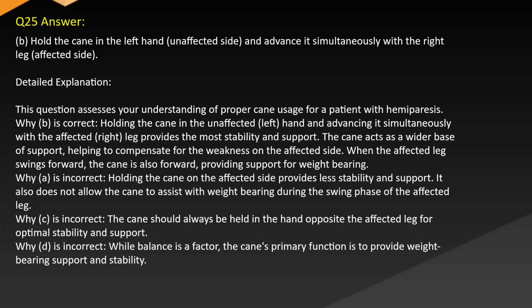C is incorrect. The cane should always be held in the hand opposite the affected leg for optimal stability and support. D is incorrect. While balance is a factor, the cane's primary function is to provide weight-bearing support and stability.